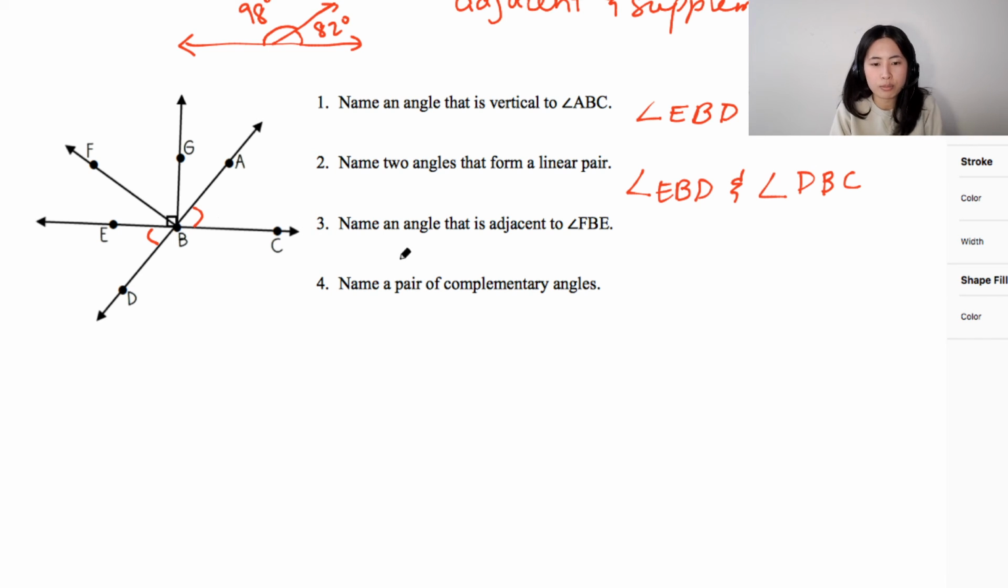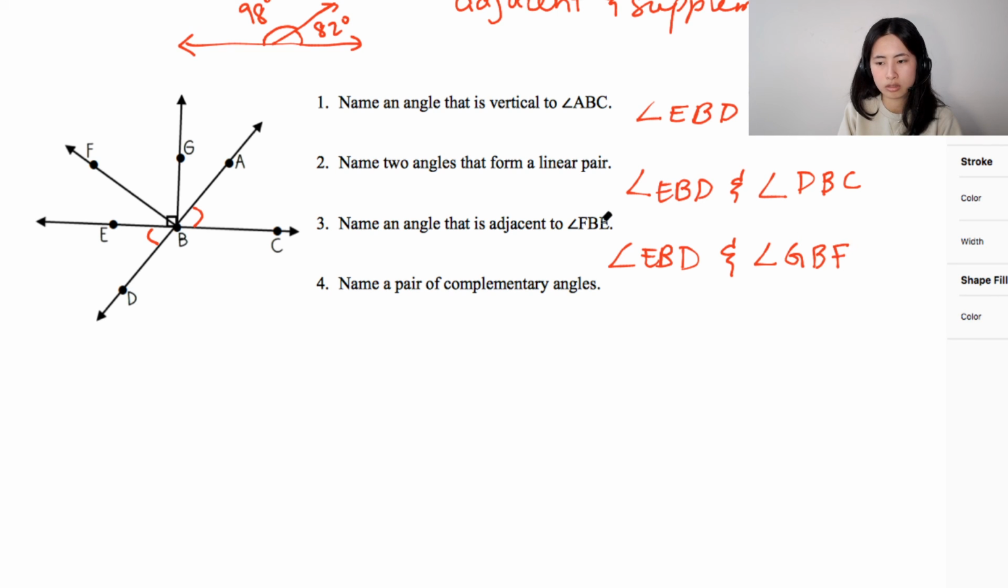Okay. So for number three, it says name an angle that is adjacent to angle FBE. Okay, so let's look for FBE. FBE is right here. There are only two angles that will be adjacent to FBE, and that would be EBD and GBF. Because if you have FBE, it's only two: this angle and this angle. Again, you can call it DBE, doesn't really matter, or you can call it FBG.